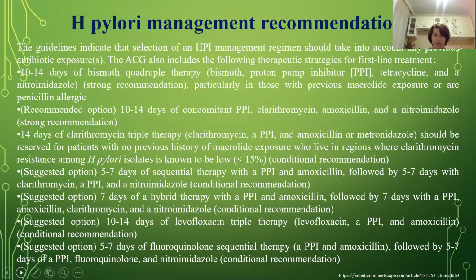5 to 7 days of sequential therapy with PPI and amoxicillin, followed by 5 to 7 days with clarithromycin, a PPI, and nitro-imidazole can be an option of therapy. 7 days of hybrid therapy with PPI and amoxicillin, followed by 7 days with a PPI, amoxicillin, clarithromycin, and nitro-imidazole can be another option. 10 to 14 days of levofloxacin triple therapy can be an option, and 5 to 7 days of fluoroquinolone sequential therapy, followed by 5 to 7 days of PPI, fluoroquinolone, and nitro-imidazole can be another option.